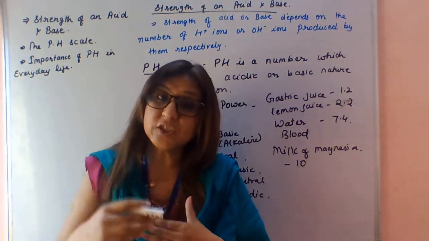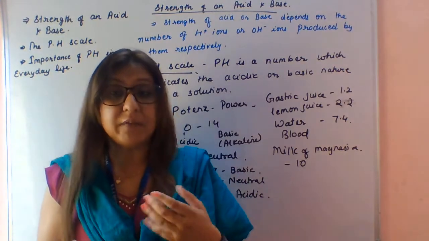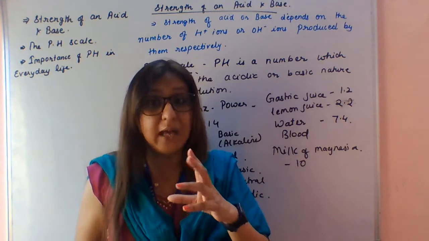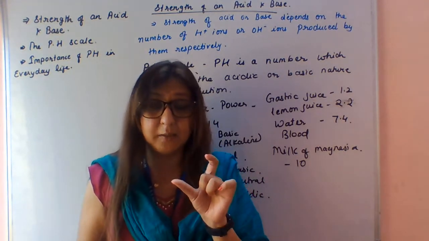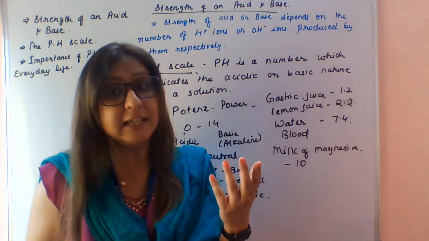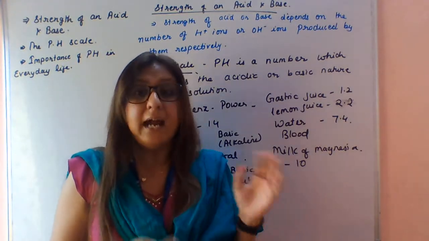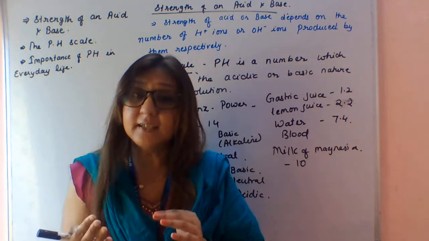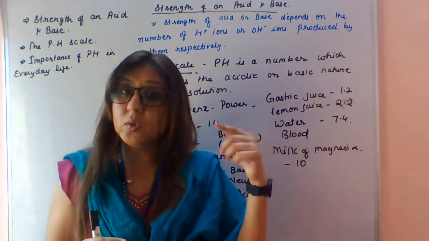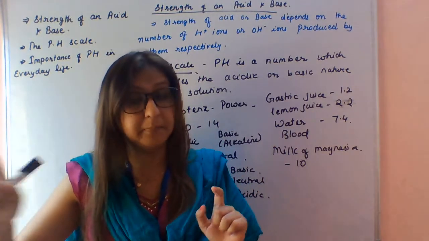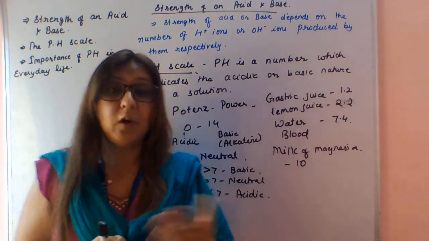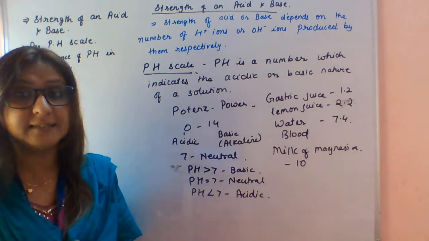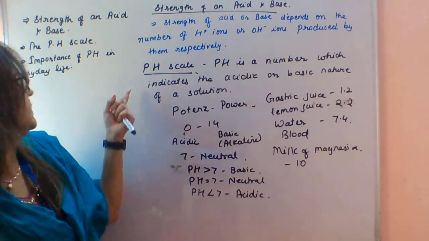So students, the more the H+ ion concentration, the value of pH will decrease, because if H+ ions increase, acidic values increase, the substance will be more acidic, then definitely the value of pH will decrease. And if the concentration of OH- ions increases, then definitely the pH value should be between 7 to 14, because OH- ions represent basicity, or you can say the alkaline substances. Okay, so this is about the pH value.